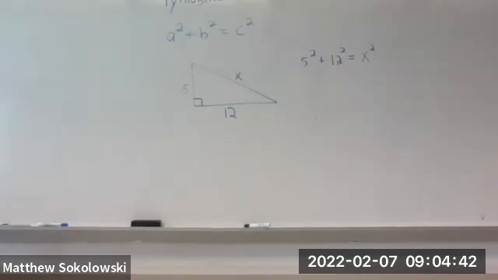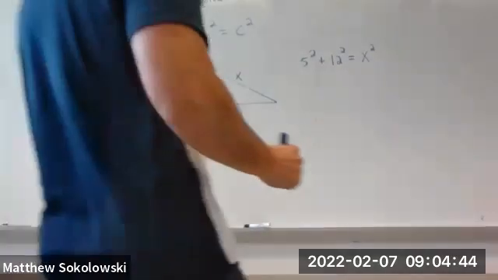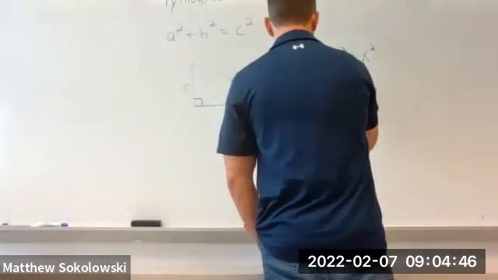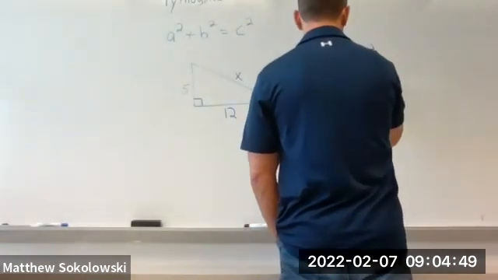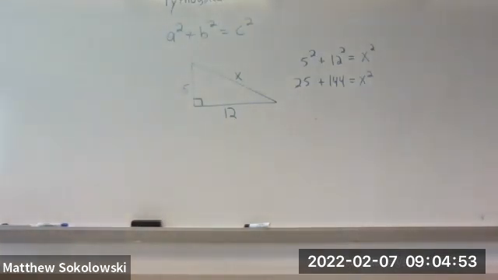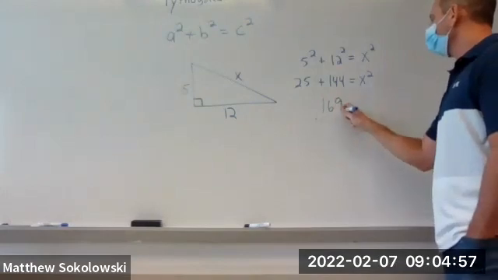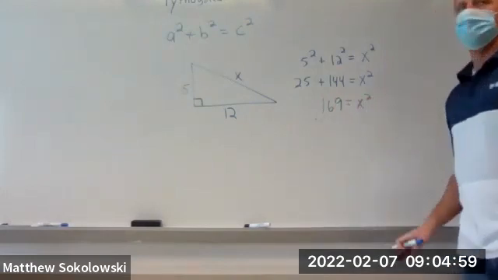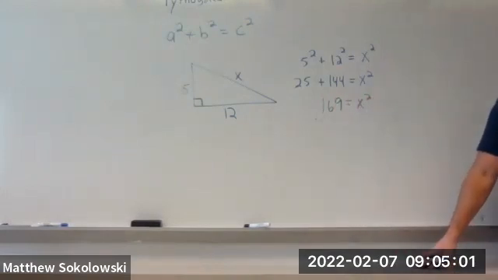All right? So 5 squared is 25. 12 squared is 144, equals x squared. Okay, add those together. 169 equals x squared. And then how do we get x squared by itself?